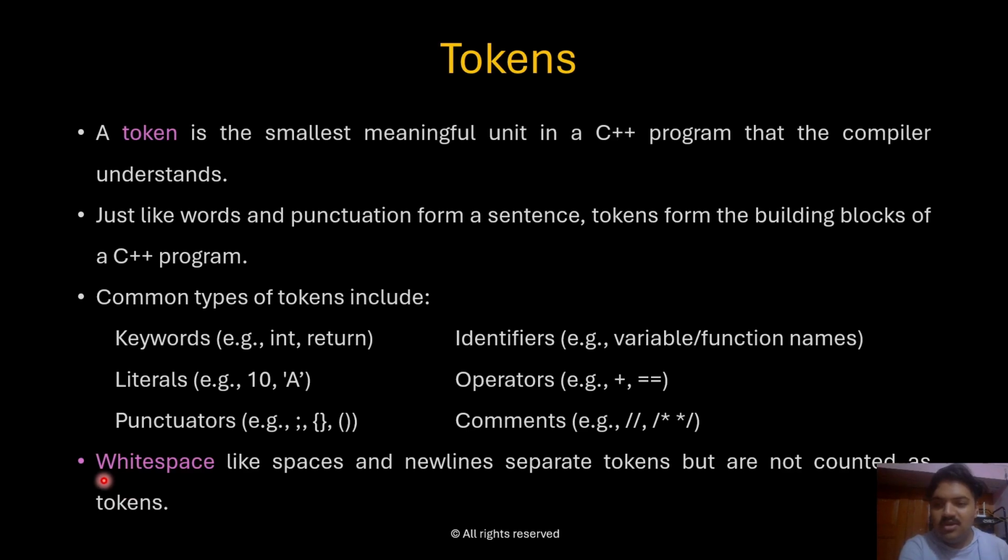Here we can see white spaces like space or new line separate tokens. These are used to separate the tokens, but cannot be counted as tokens. So white spaces are not tokens, but are used to separate tokens like int, then space, then a, then space, equal to, then space, the constant value whatever we are assigning. So now we will see the common types of tokens in detail.